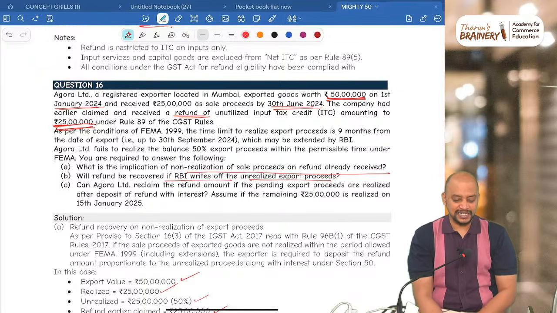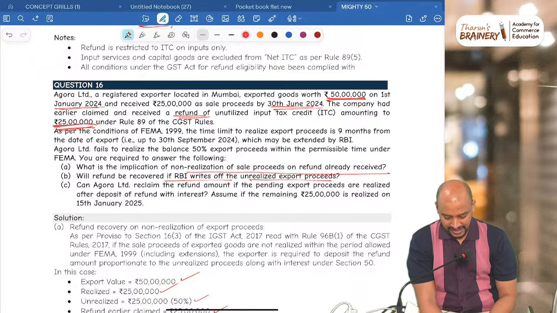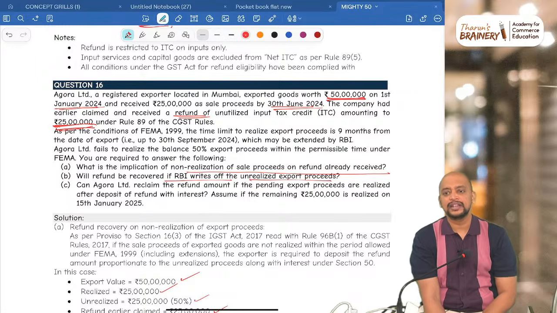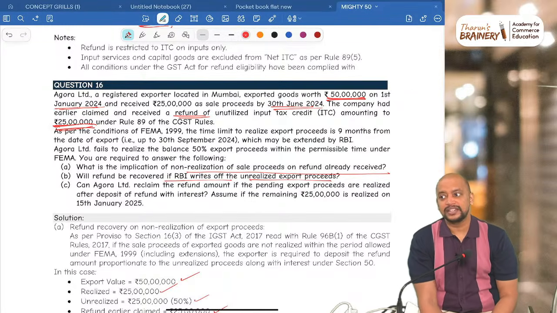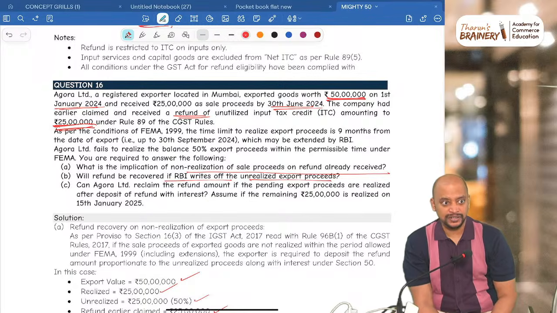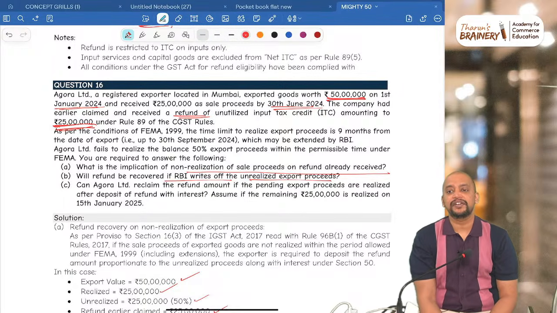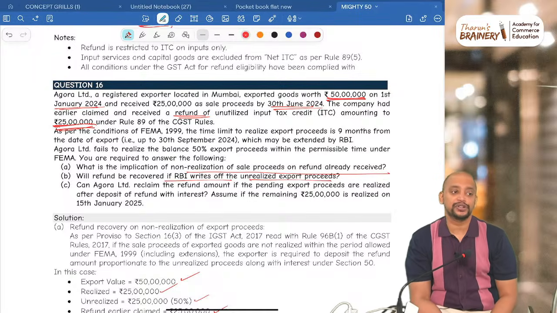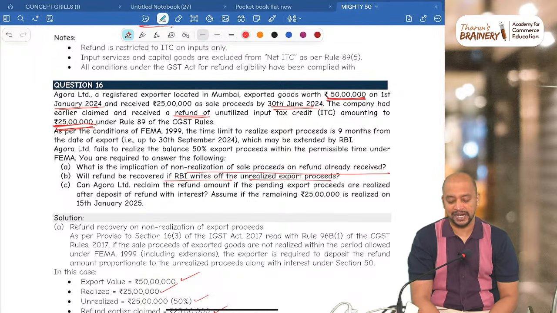And see this question. So first part in this is what if realization of proceeds is not there? So if the proceeds are not realized within the time limit under FEMA, then whatever amount that we have claimed as refund, that we need to pay. Suppose if some amount is realized, proportionate to that amount not realized, we need to pay. So therefore 12,50,000 plus applicable interest.